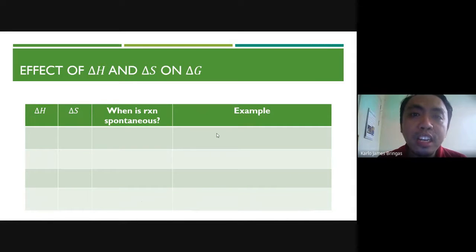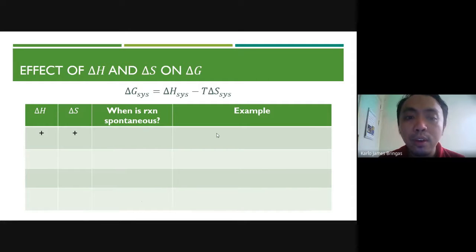So our delta G, we have learned, is possible to have a negative or a positive sign. Now, delta H and delta S can also be both positive and negative. So let's see what the effect of the signs of delta H and delta S are on our delta G. Starting with this first condition. Let's say in the first case that both the delta H and the delta S are positive. So when will our reaction be spontaneous?